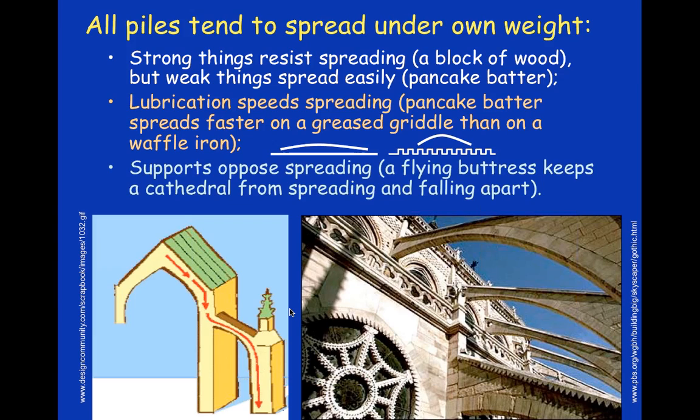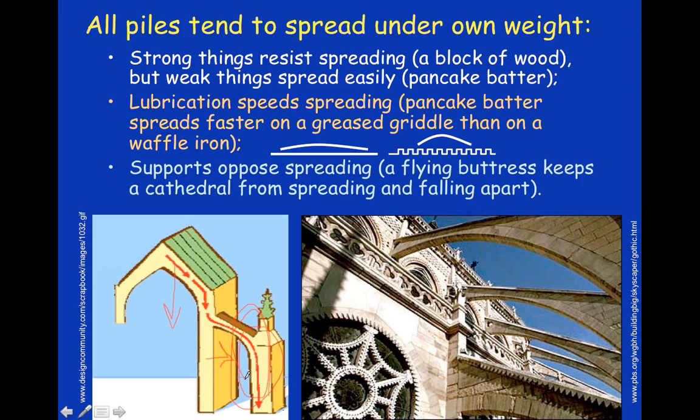All piles tend to spread under their own weight. If they're really strong, they resist it. So the building you're sitting in is not falling down. But the Gothic cathedrals of the past actually had all sorts of troubles because they did spread under their own weight, and the walls tended to bulge out and the roofs tended to fall in. And they had to devise flying buttresses to keep the Gothic cathedrals up.